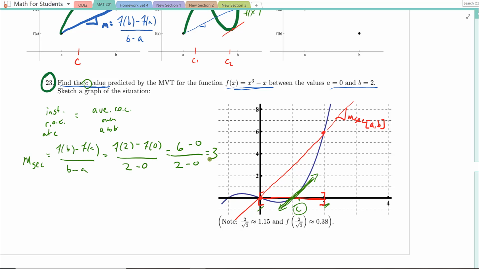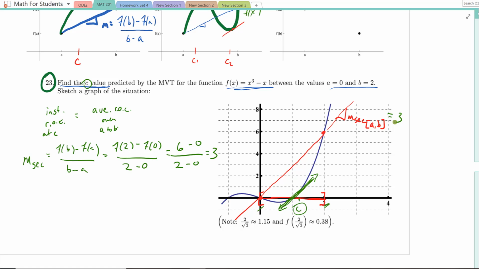So folks, you're guaranteed to have a problem similar to this one, not this same one. You're guaranteed to have a problem similar to this one on your next exam. I have a lot of people that get to this point and they think that they're done with the problem. Did we find the C value yet, folks? No. No, all we found is that the slope of the secant line is 3. That's all we found so far.